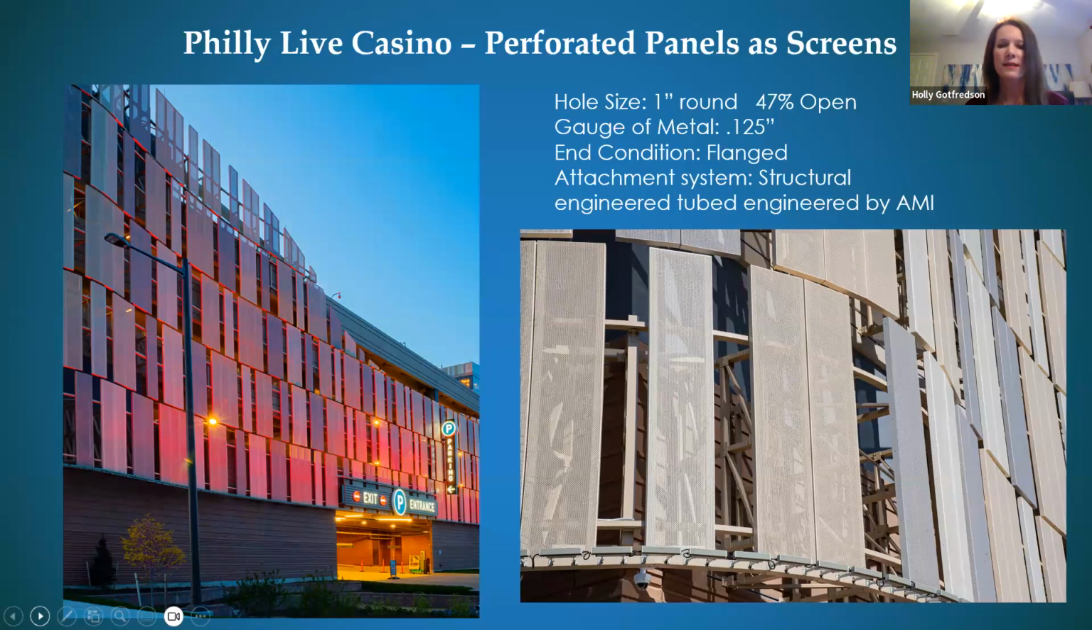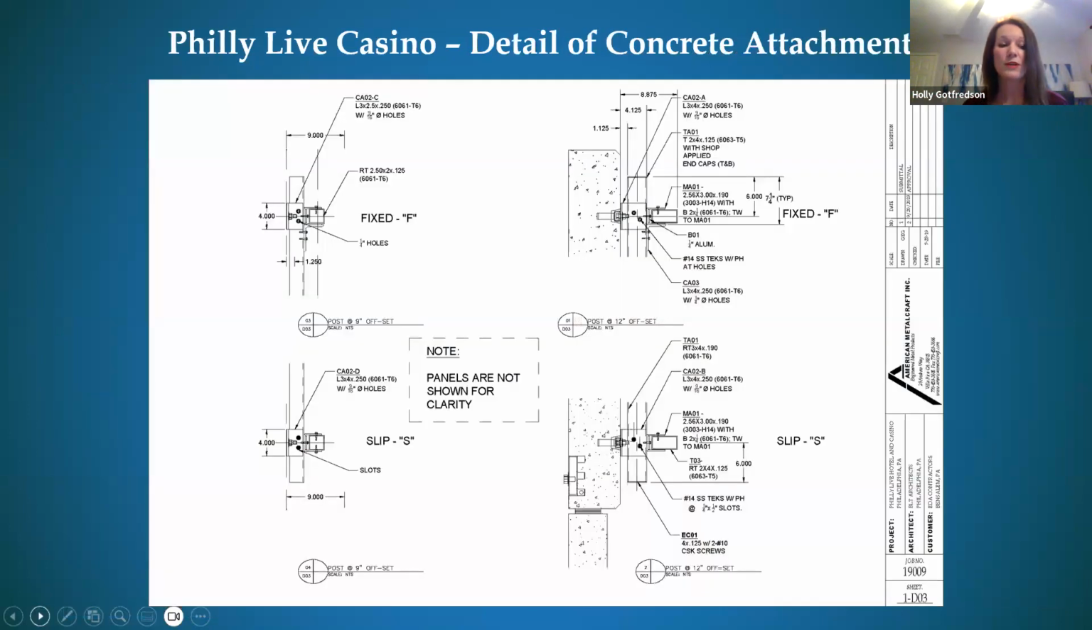In this instance, the end condition is flanged. This was a project where we created the structural tubing system. So we engineered, fabricated, and finished everything you see here. We worked with the concrete vendors pretty closely to find out where the embeds should go, and spent months with our engineering team and their engineering team creating a structure that would meet the needs of the project.